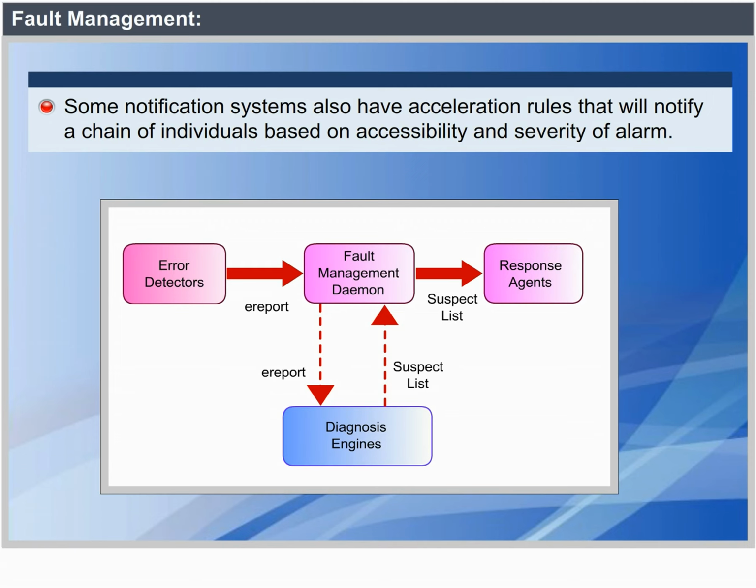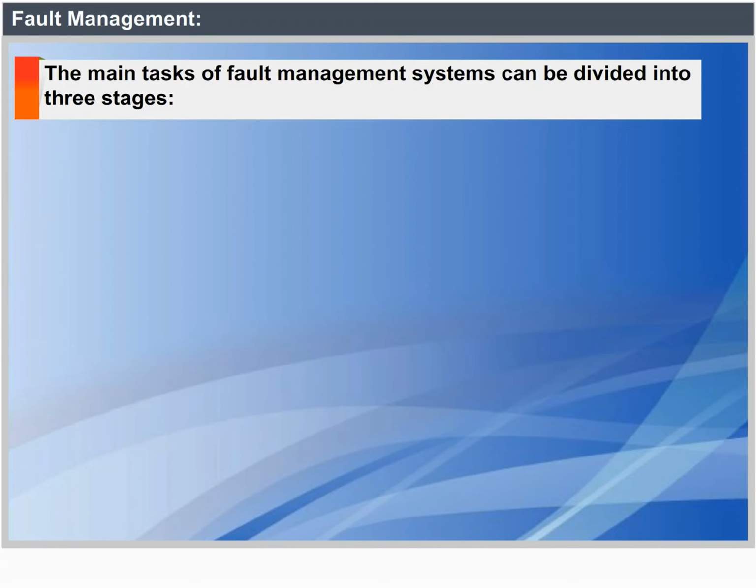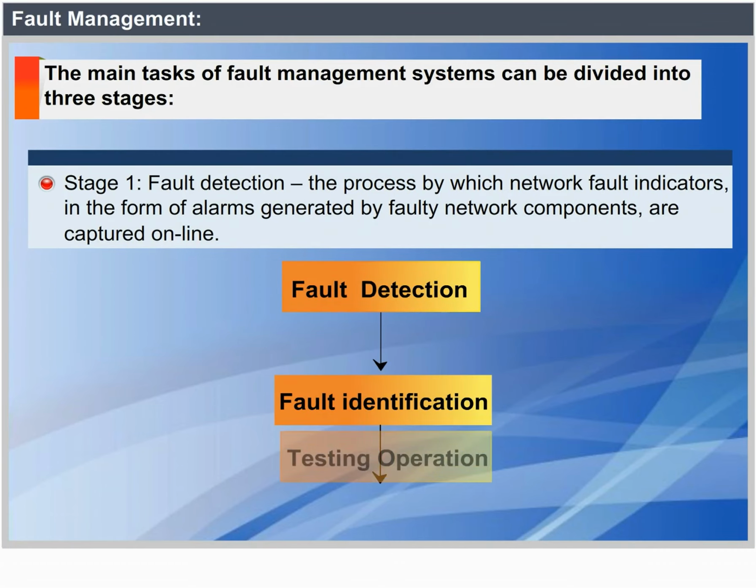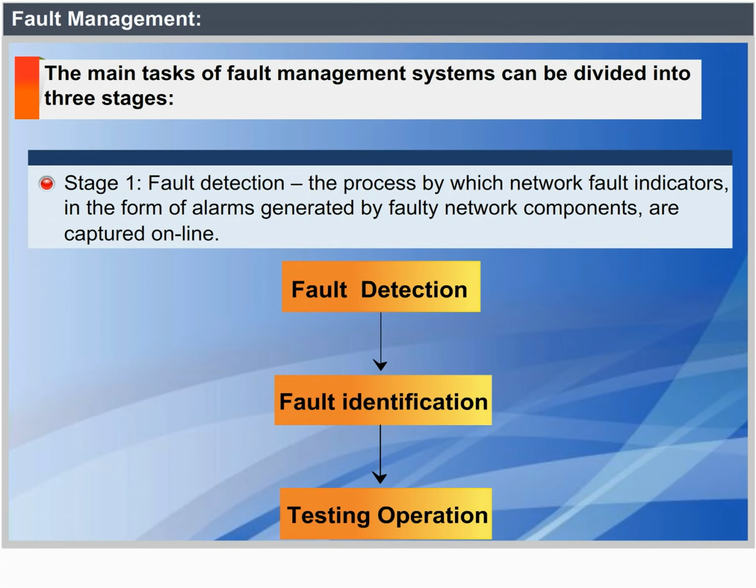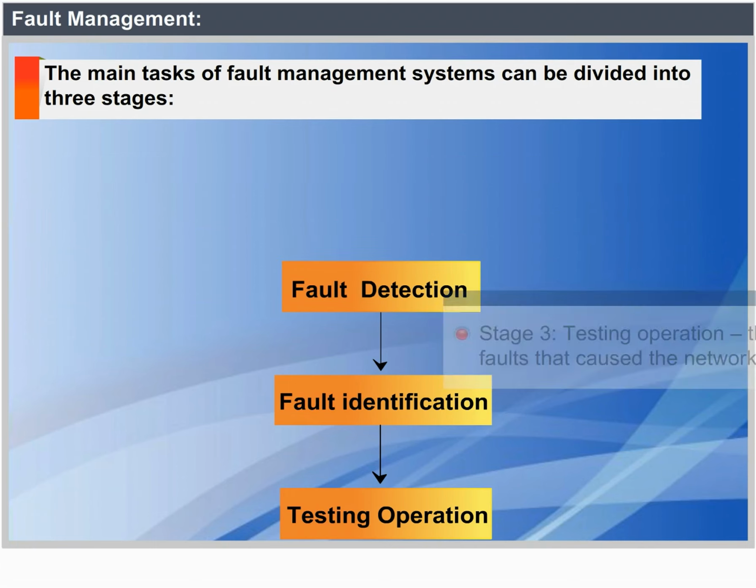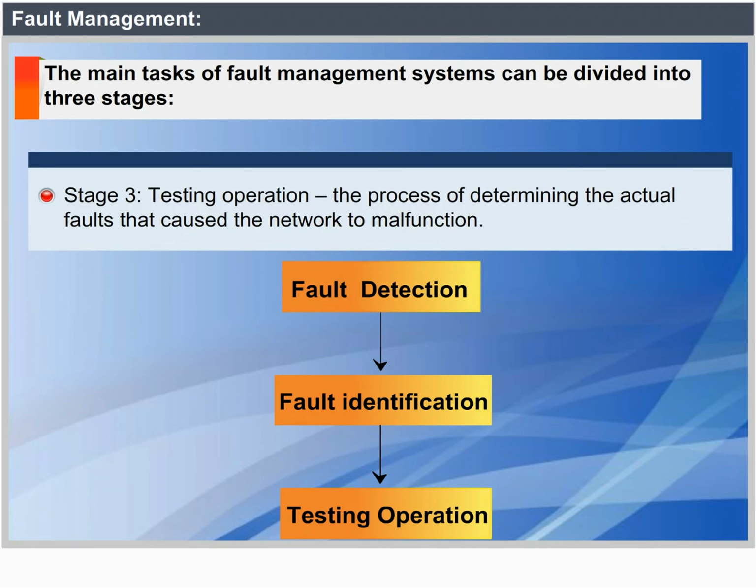The main tasks of fault management systems can be divided into three stages. Stage 1. Fault detection, the process by which network fault indicators in the form of alarms generated by faulty network components are captured online. Stage 2. Fault identification, the process of identifying the most likely causes of the received alarms. Stage 3. Testing operation, the process of determining the actual faults that caused the network to malfunction.